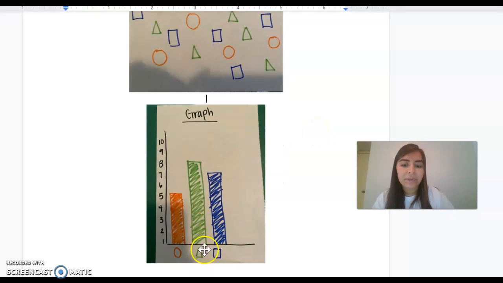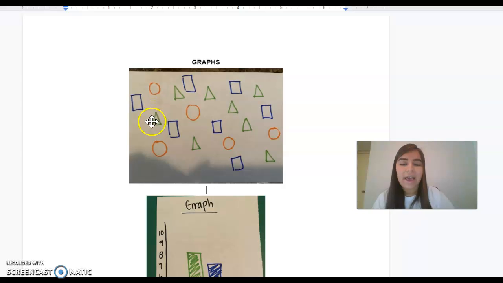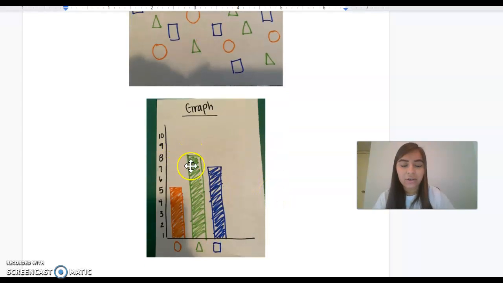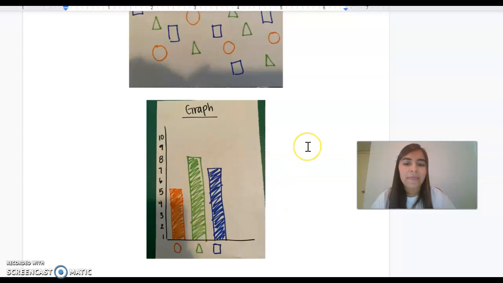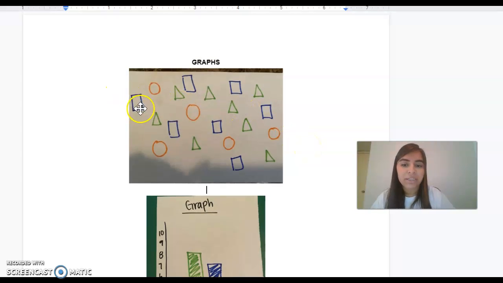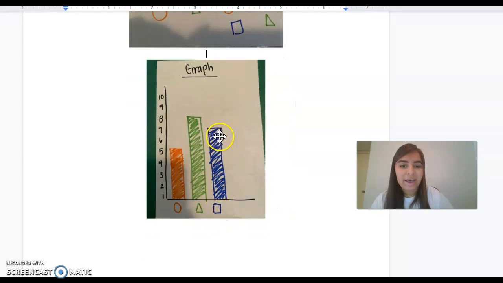Then next, I was going to count how many triangles I had. I had 1, 2, 3, 4, 5, 6, 7, 8 green triangles. So I drew that I had 8 green triangles. Then I counted up my blue squares. 1, 2, 3, 4, 5, 6, 7. So I drew that I have 7 squares. I made sure to draw my bar as tall as I saw 7, only 7.